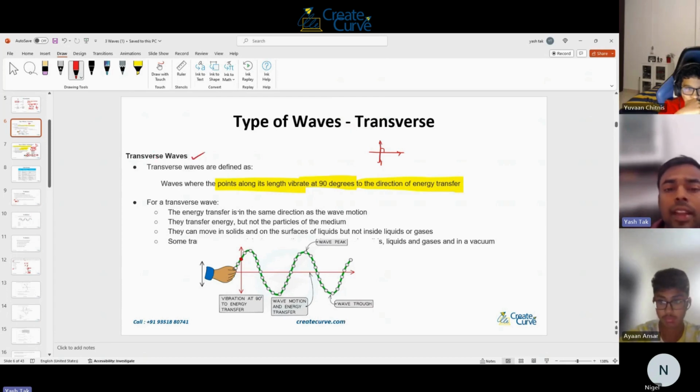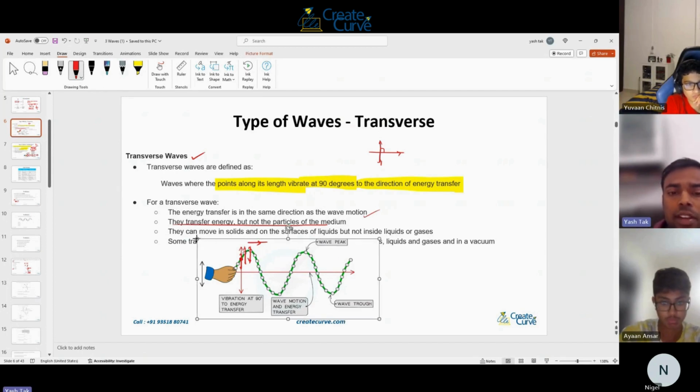The energy transfer is in the same direction as the wave motion, but the particles of the medium do not travel. This means the particles are not going from here to here. If you see this red particle, it will move like this only, and this other particle will also move like that. So the particles are not traveling, but due to their motion, the wave is traveling.